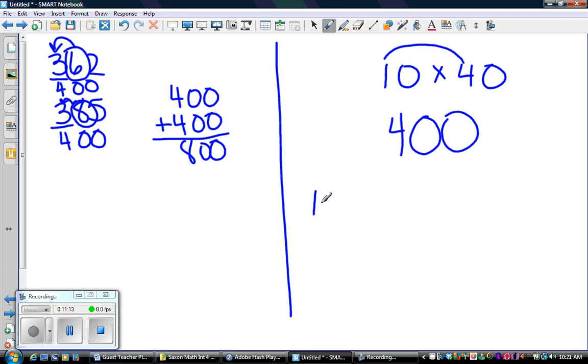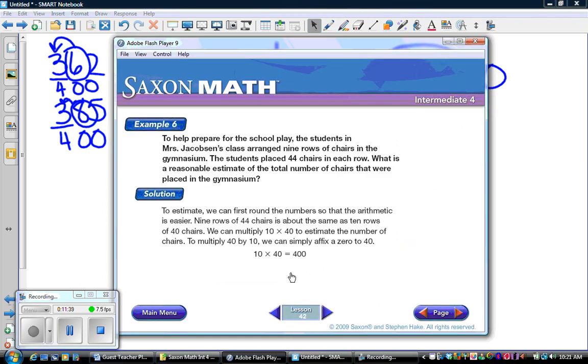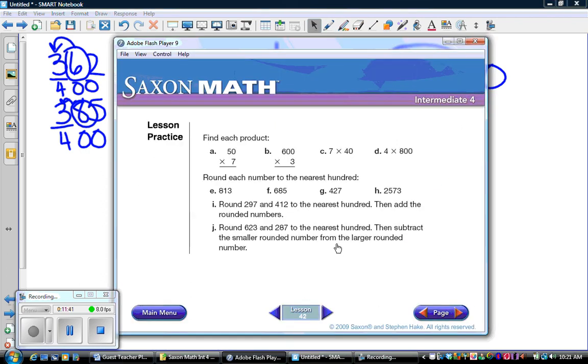Another way you could think about this, 10 times 40, is to go ahead and do just the 10 times the 4, okay, and that would be 40, right? And then tack on the other 0 that we didn't look at. I like to do it this way. This was even easier to just say, okay, 1 times 4, and then how many zeros did I have in my problem? 2, so I tack on 2 to the end. Both of those are good ways to do things mentally quickly.